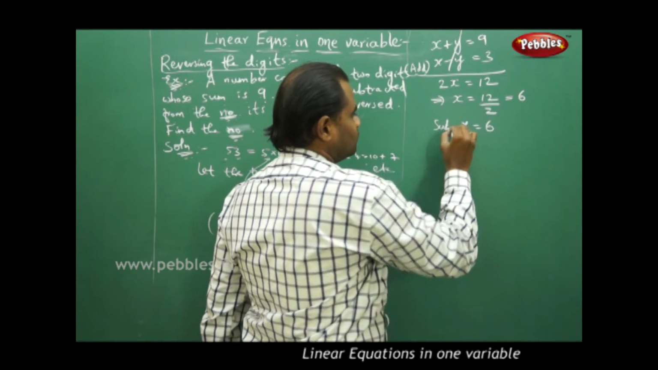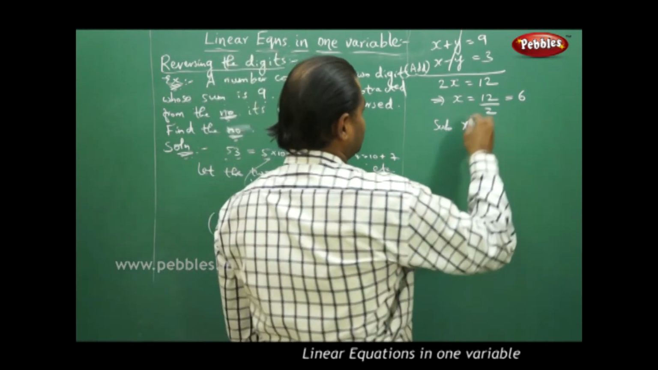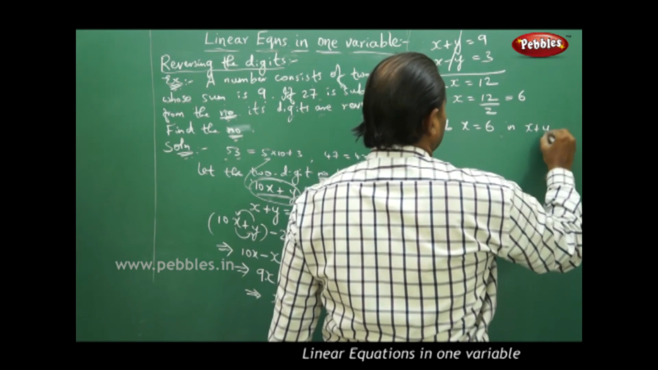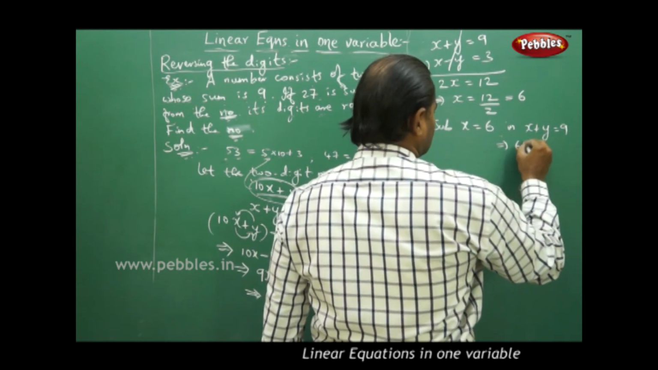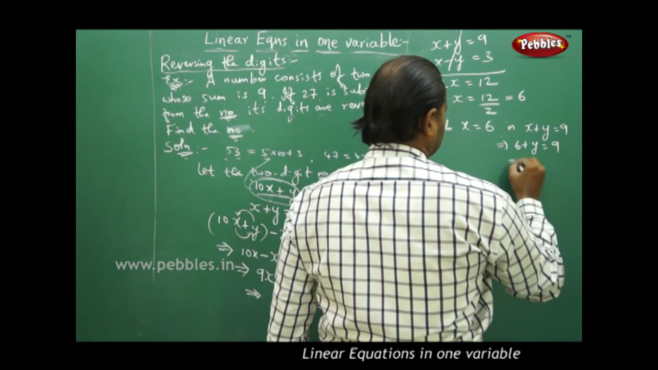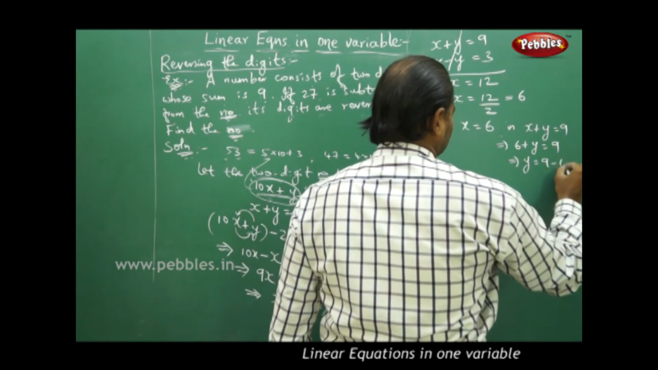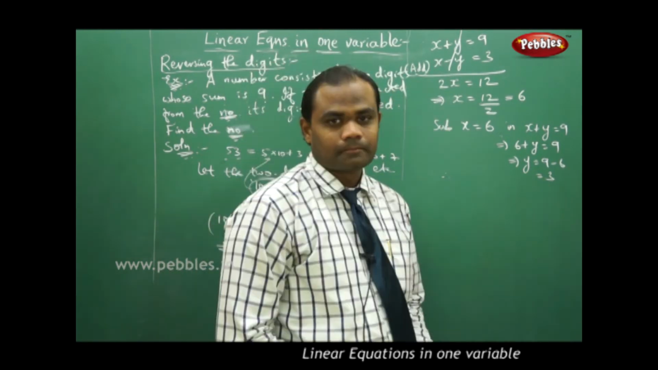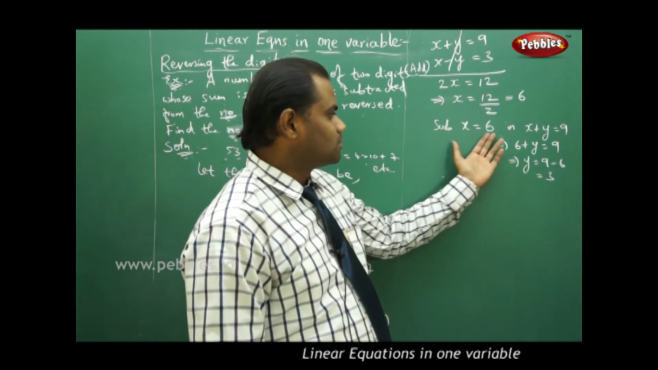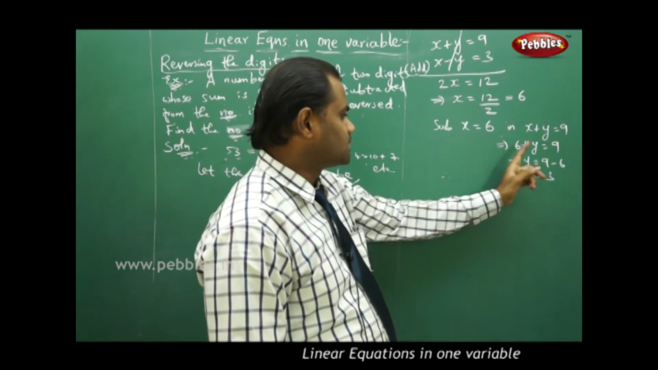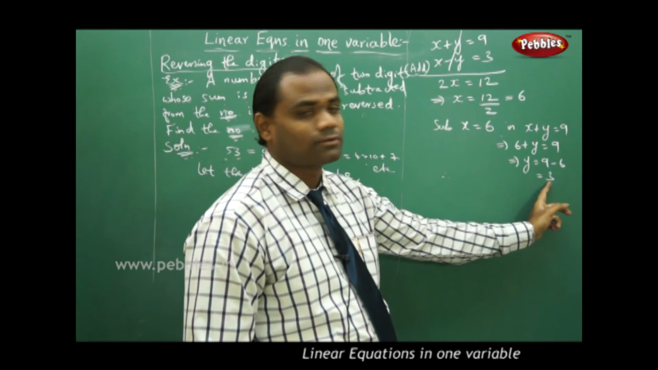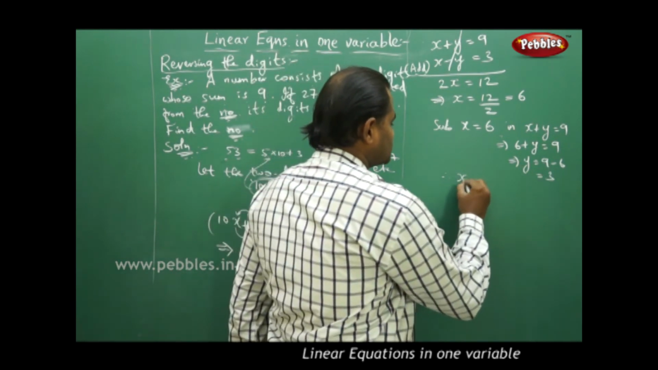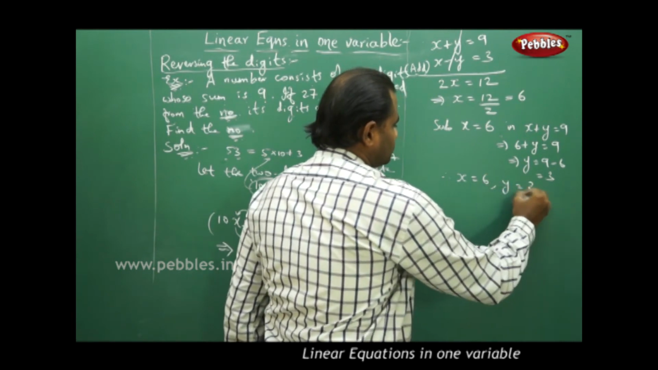Now I substitute the value of x equal to 6 in one of the equations. When I substitute x equal to 6, I get 6 plus y equal to 9, so that I get y equal to 3 by just simplifying further. Therefore, I get the value of y equal to 3. Now, I get the values of x to be 6 and y to be 3, from which I get the number.